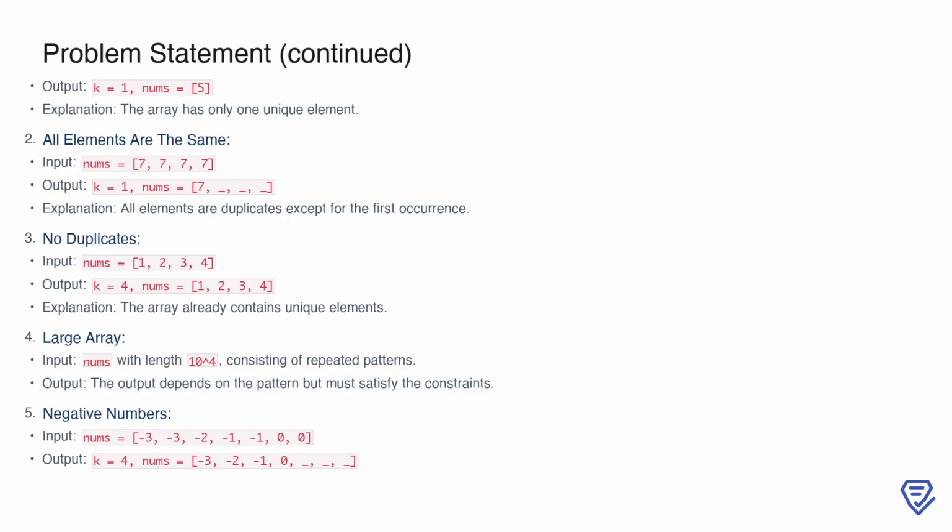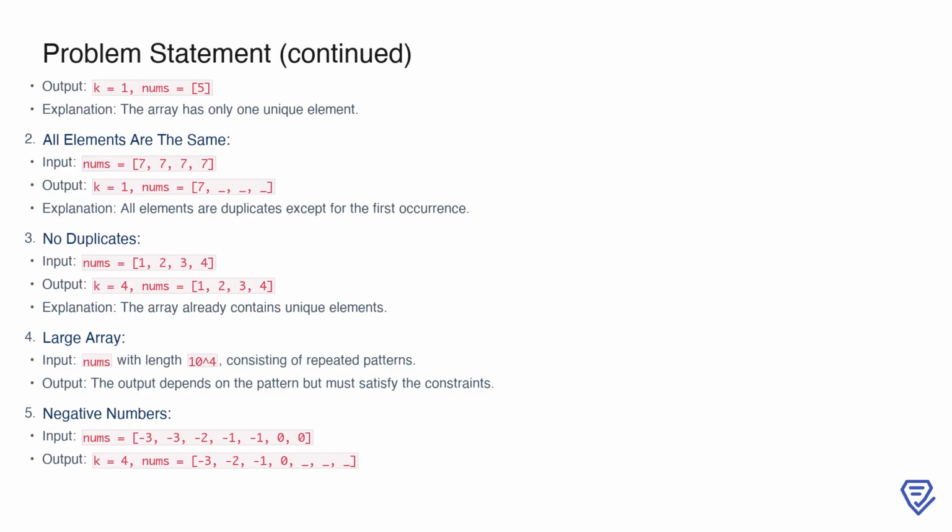We also need to address scenarios where there are no duplicates in the input array. For example, if nums equals 1, 2, 3, 4, the array already contains only unique elements, so the output will be k equals 4 and the modified array will remain 1, 2, 3, 4. The solution should ensure that arrays like this, which don't require any modifications, are handled correctly. For larger arrays, such as one with length 10⁴ and repeated patterns, your solution must be able to efficiently identify the unique elements and handle the constraints.